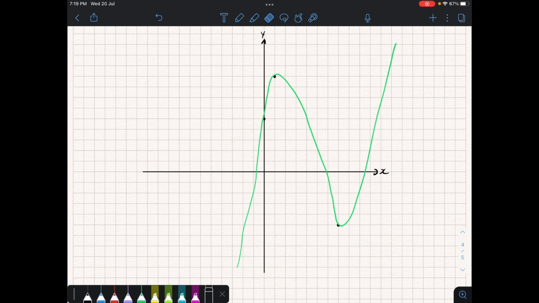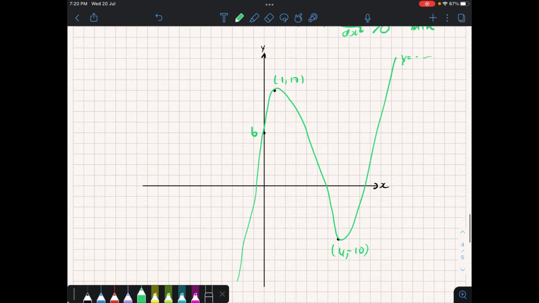And at this point, obviously, you should label your equation, so y equal to whatever the function is. And you should put your points in. So this is (1, 17), and this is (4, negative 10), and the y-intercept is 6. We weren't asked to calculate the x-intercepts, so we don't need to put those in.